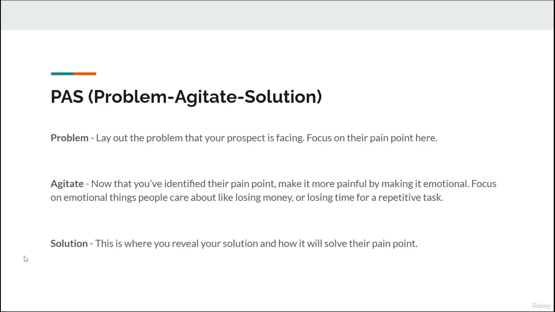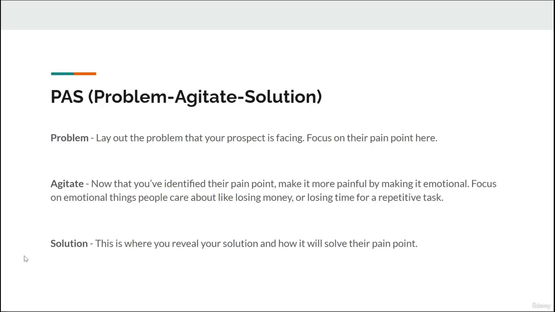So what you want to do is focus on emotional things people care about, like losing money or losing time, since they're doing a repetitive task, right? They're losing time because they're doing this one task over and over when it could be automated. And then finally, what you want to do is focus on a solution. So this is where you reveal your solution and how it's going to solve their pain point, right?